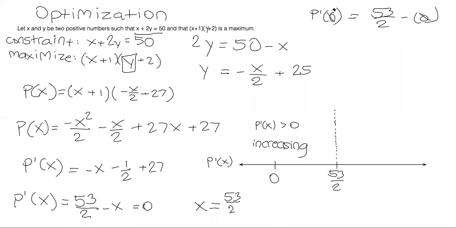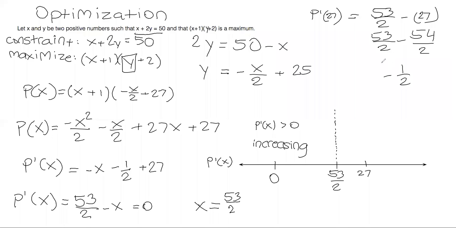And I would like to do the same thing with another value. So 54 over 2 is 27, and that's just slightly higher than this. So I think I might just want to pick 27. So let's find p prime of 27. We have 53 halves minus 54 halves, which produces an answer of negative 1/2. So when x is 27, our derivative is negative.